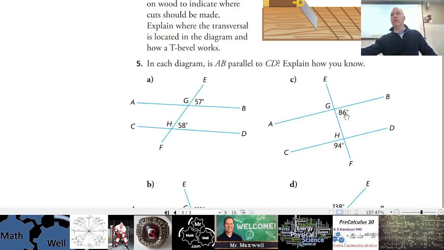Now over here, we have to do a little extra work. So 86 is the same as G, because they're opposite angles. Also, 86 and the angle AGH should be supplementary, so we can use that as well. Now, G is not corresponding with 94, but it is called same side exterior. Did we talk about that in a lesson? Did we talk about the relationship between same side exterior?